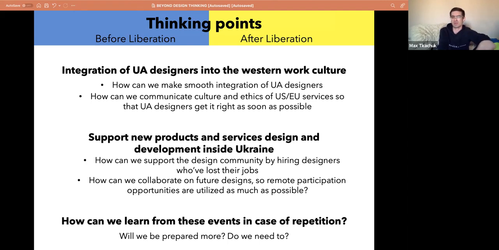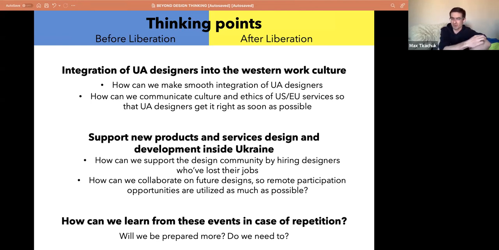First, how can we integrate Ukrainian designers who had to leave the country and need to adapt inside the European Union, especially, and maybe in the US and other parts of the world? How can we make a smooth integration of these designers? How can we communicate the culture and ethics of making products and services inside the European Union and other parts of the world, so our designers don't make mistakes or look stupid? We can help them somehow.